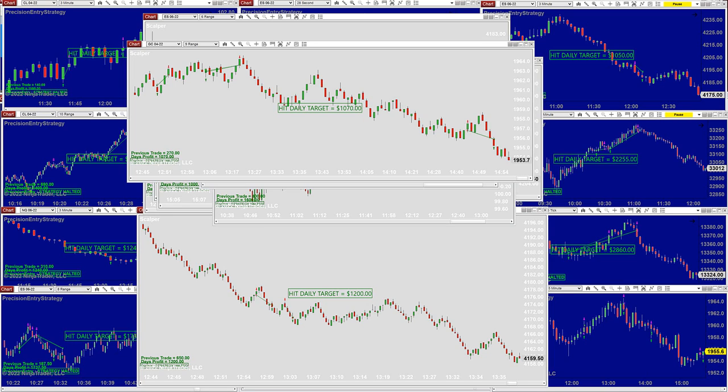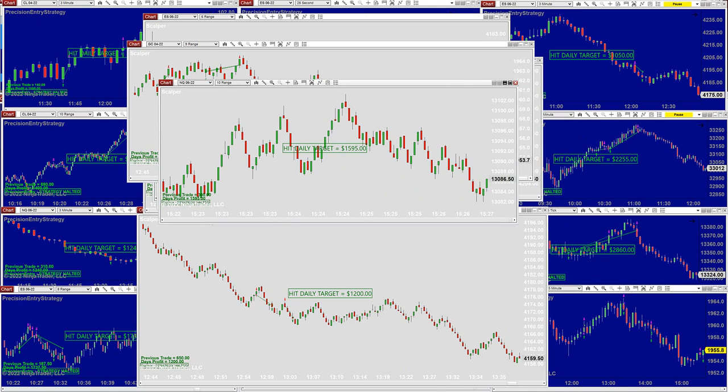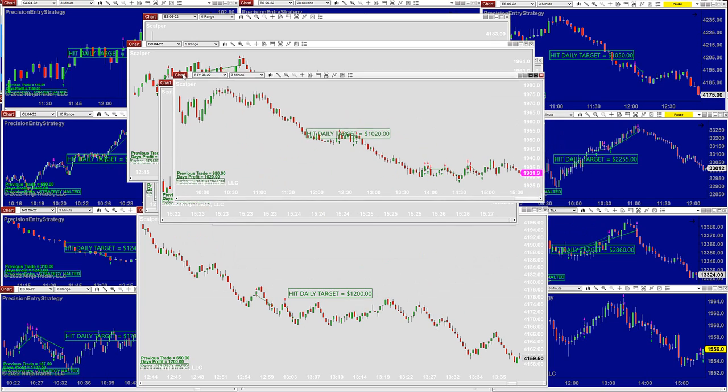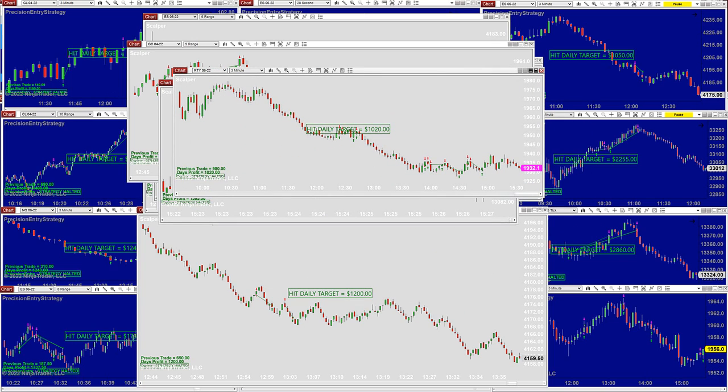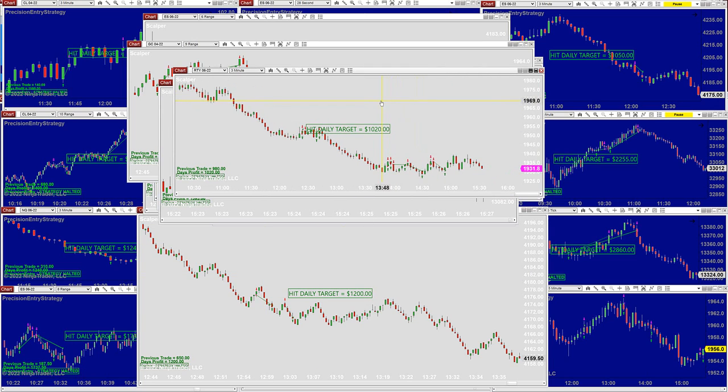And then we have the Nasdaq. It did 1595 on the 10 range, and then we have the Russell. I don't trade the Russell, but some people love the Russell. Scalping the Russell, it was a couple, 1, 2, 3, 4. They were little small trades there.